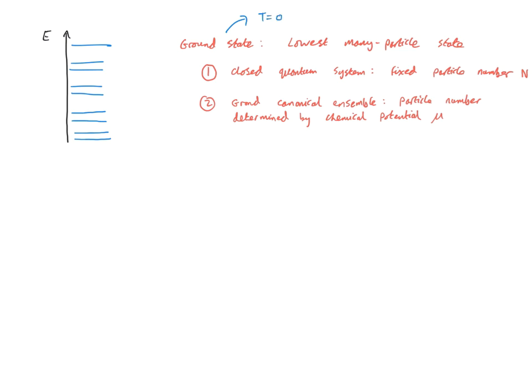So how does this work? Well, for a given particle number, we imagine just filling up our single particle levels with electrons, starting from the bottom and working our way up. So let's say we had 6 electrons in the system. What I've described here would be the N equals 6 ground state.